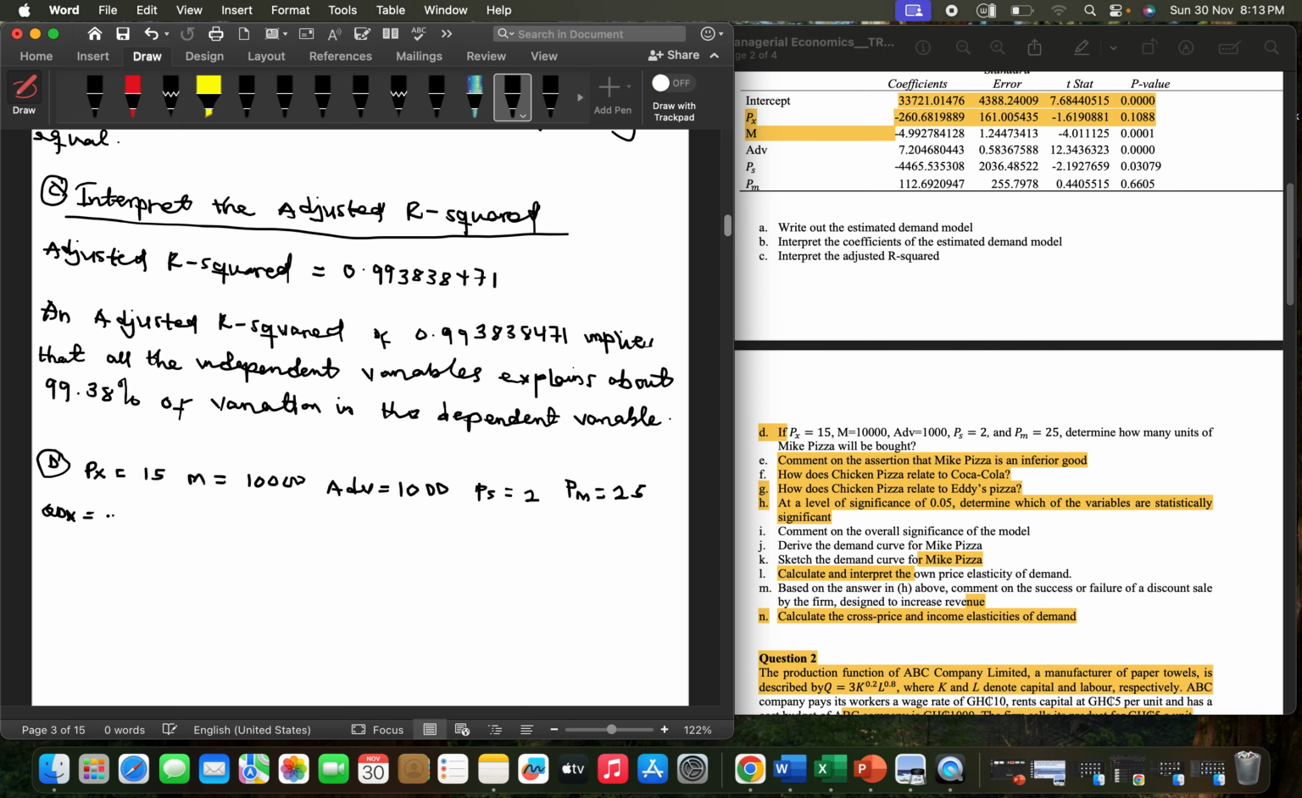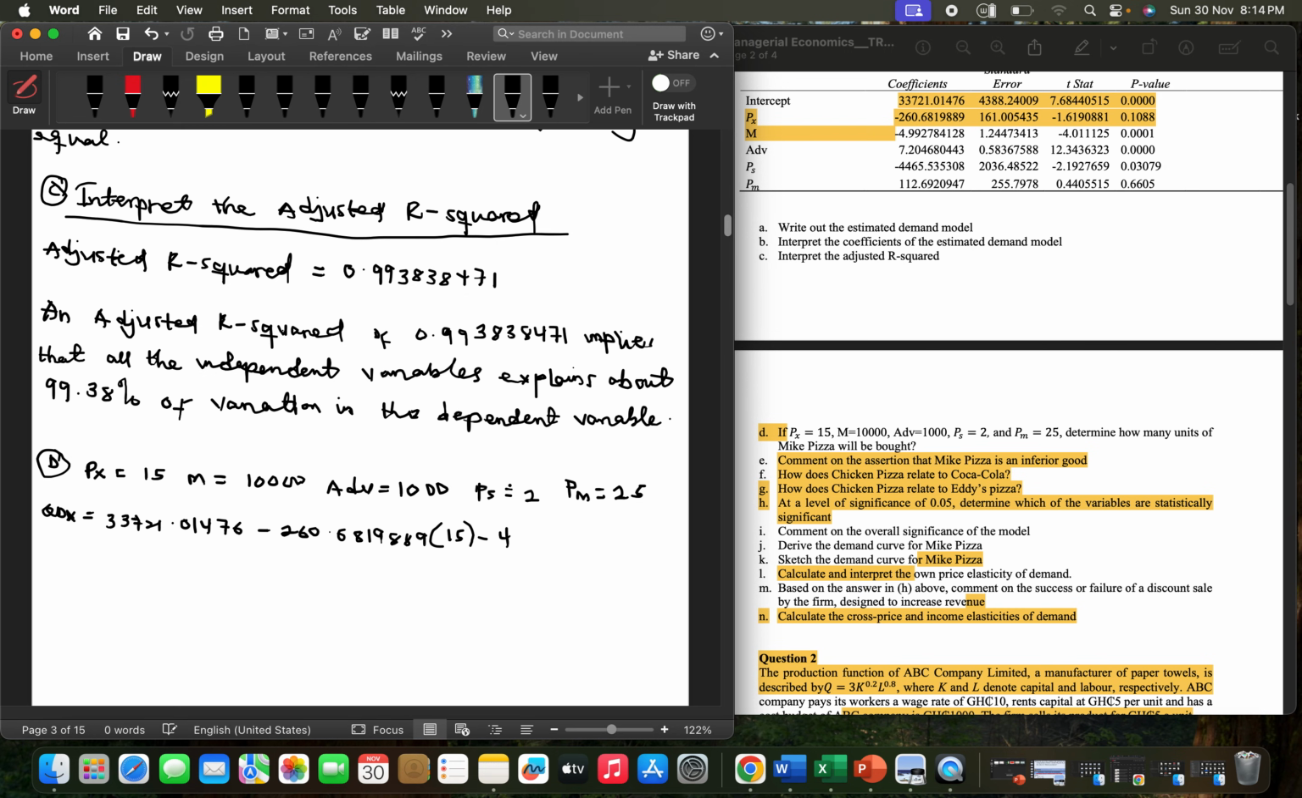So QDX was 3,721.01476 minus 260.6819. The variable here was px, and the px was given as 15. So you fix the 15 here.